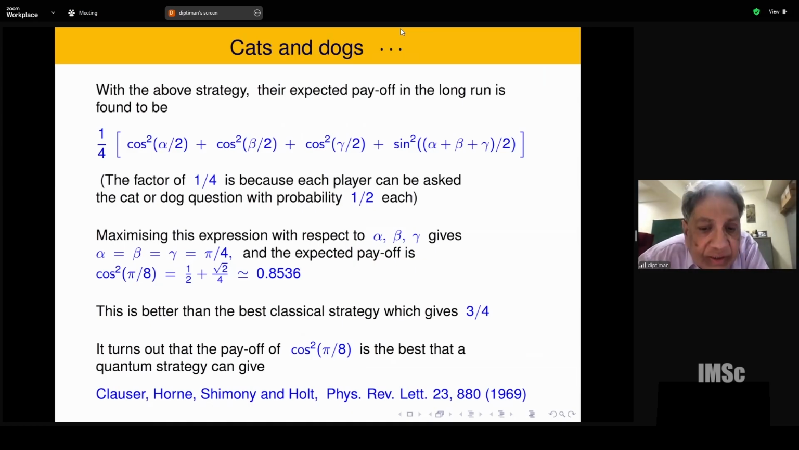Now it turns out that this cos squared pi by 8 is actually the best that a quantum strategy can give. And this was actually proved in this paper by these 4 people. So this is called the CHSH inequality, named after these 4 people, Clauser, Horne, Shimony, and Holt. This is actually a very old paper, 1969.